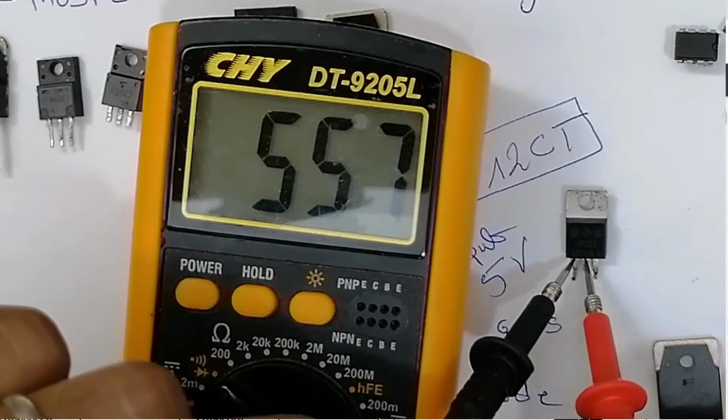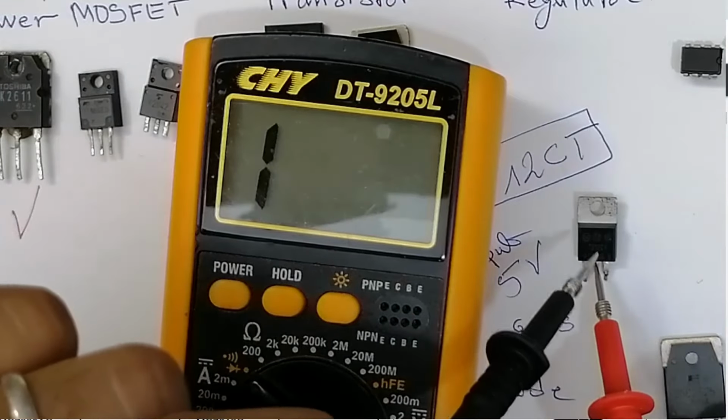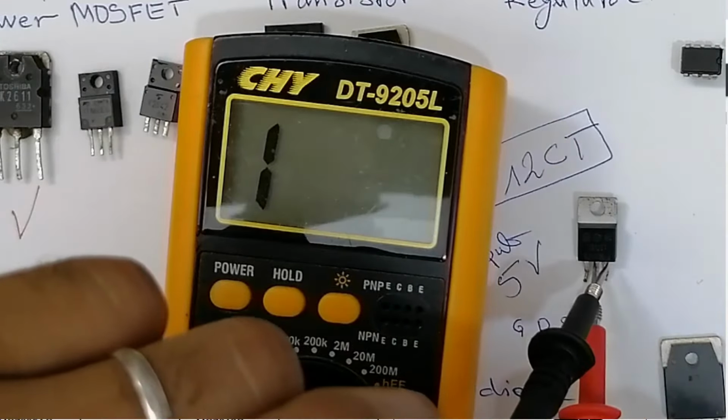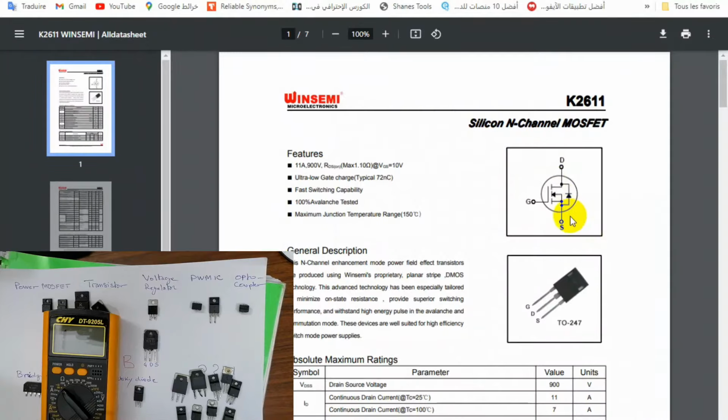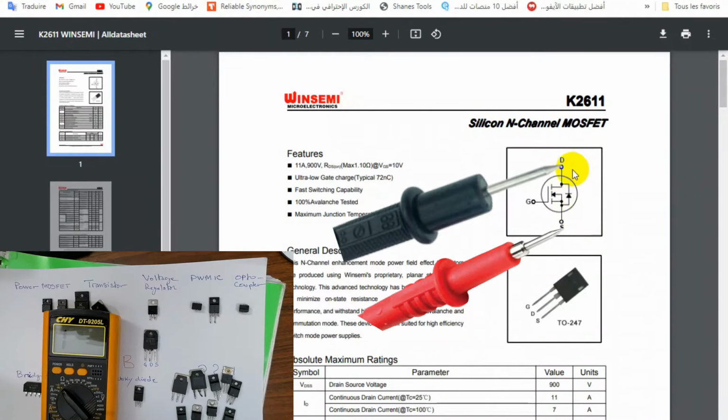557. So if I move the black probe to the output, I should get a double value. So let's check. As you can see, 1190. The red probe in the source and the black probe in the drain, because this is N-channel MOSFET.